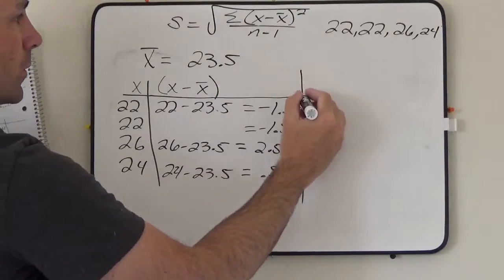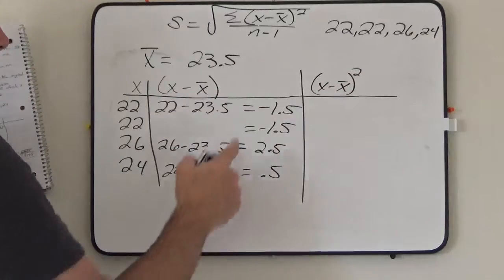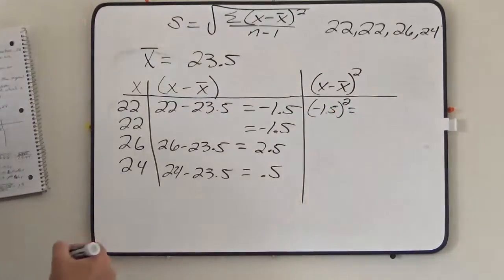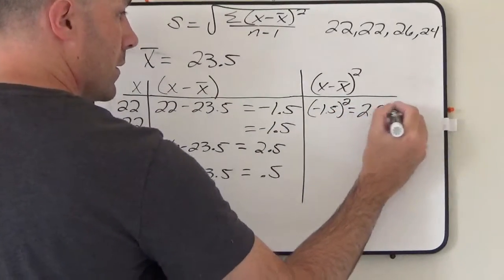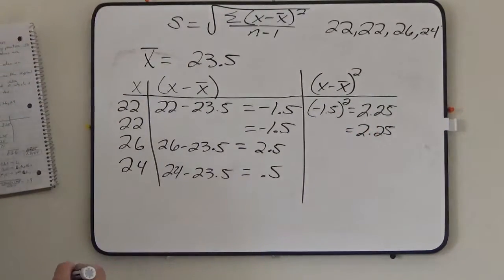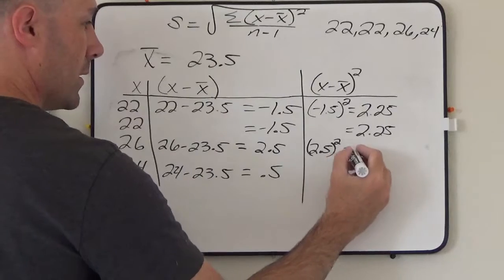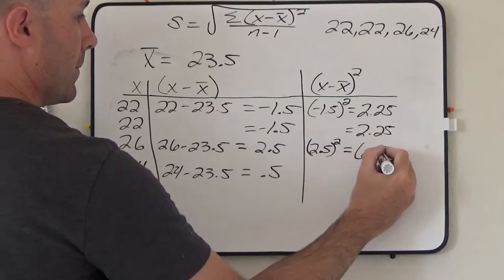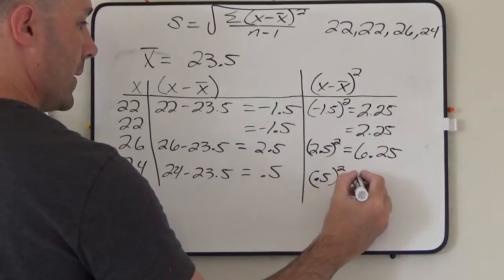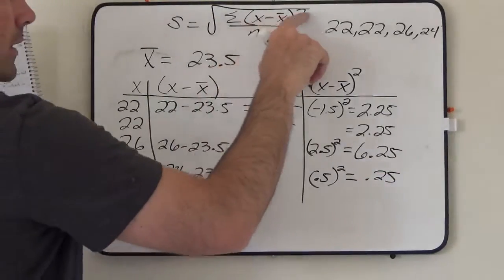Next thing we need to do is square that value. So this is the x minus the mean squared part. We're going to square negative 1.5. Negative 1.5 squared gives me 2.25. This one also will give me 2.25, right? 2.5 squared, you just plug this into your calculator and get this answer. Gives us 6.25. And then 0.5 squared gives us 0.25. So now this is all of this part.